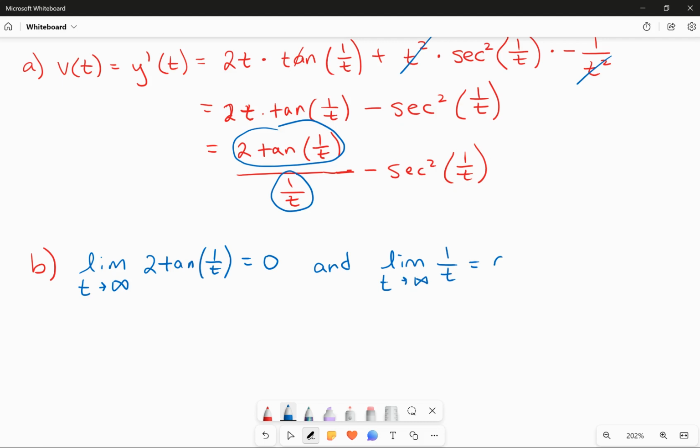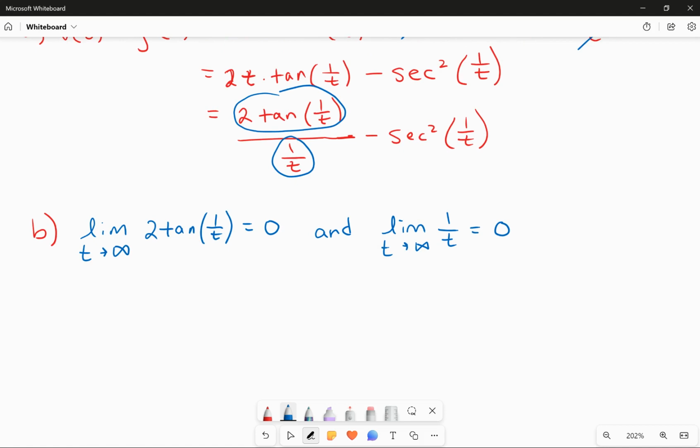So 1 over t also approaches 0. So now I've shown separately both the numerator and denominator limits equal 0. Therefore, L'Hopital's rule applies. All right. Okay, so that is getting a full point for justification for applying L'Hopital's rule. So now we're going to apply L'Hopital's rule.